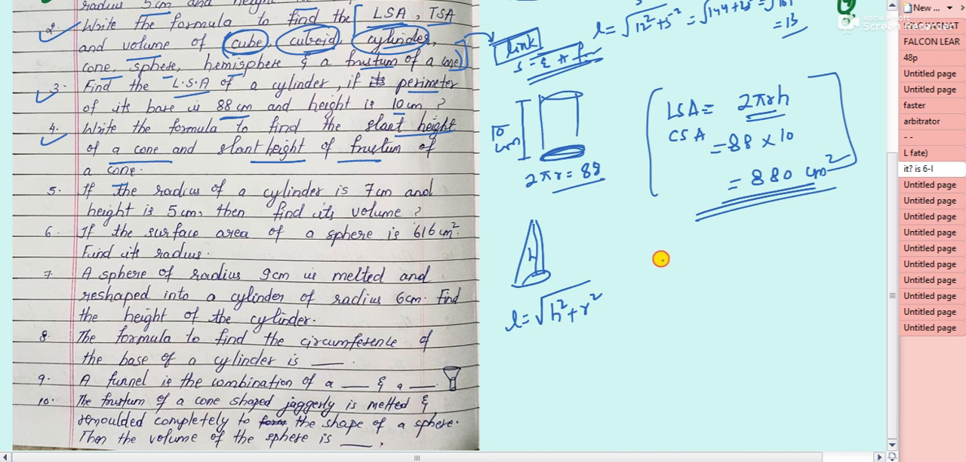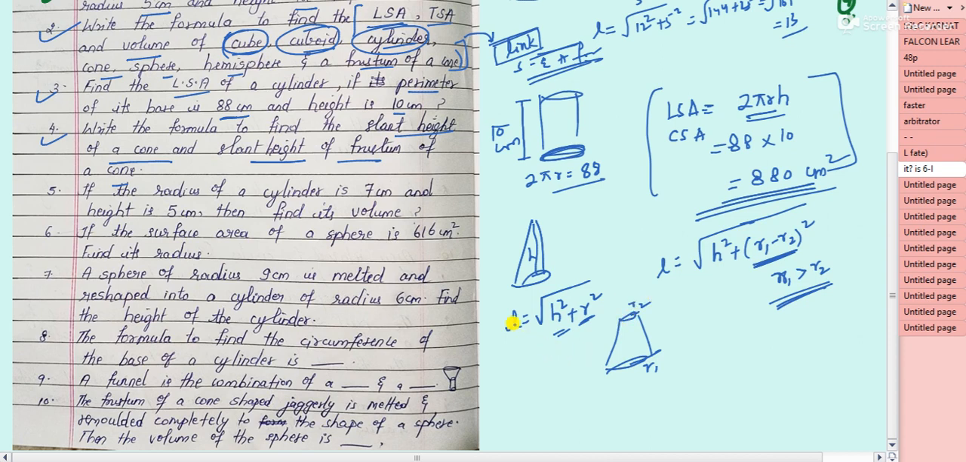And what about the slant height of a frustum? It is the same. L is equal to the root of h square plus, here in the frustum, since you have two radii, one at the top and the other at the bottom, you have to remember the bigger one minus the smaller one whole square. Here in the cone it is just r, here it is R1 minus R2 whole square. You just remember this. Here R1 is bigger than R2, keep this in mind. Bigger means this will be R1 and this will be R2. Got it? I hope you have understood this as well.